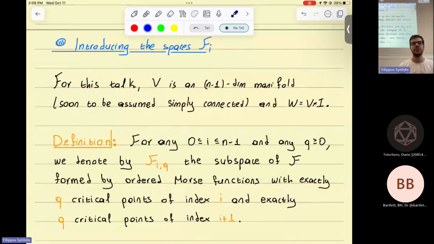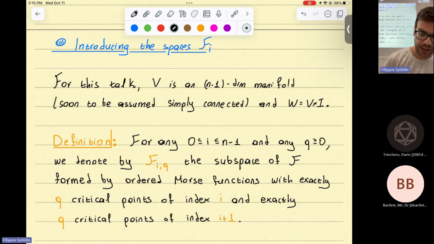So the first thing that we have to introduce are those spaces, which I'm calling here F sub i. So the actual reduction is quite nice and quite visual, but until we get to that point, we have to introduce some new spaces we can work with. And for the entirety of this talk, V is going to be some n-1 dimensional manifold. Very soon, I'm going to assume that V is simply connected, but not just yet. And W is V cross I. So that's going to be for the entirety of the talk.